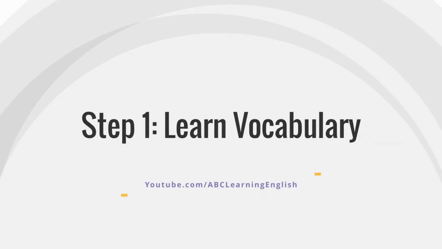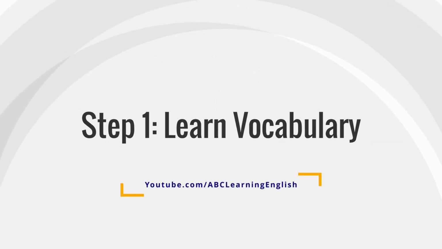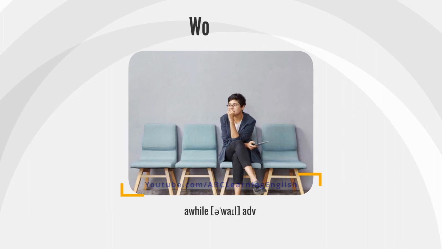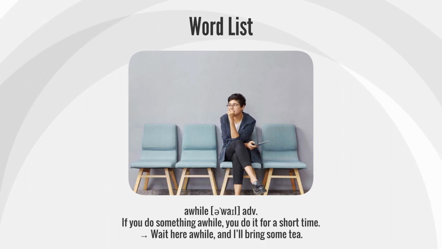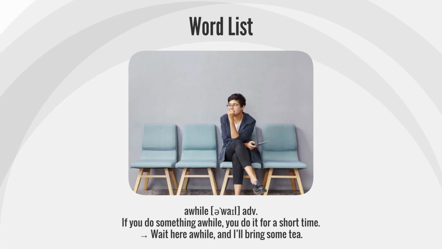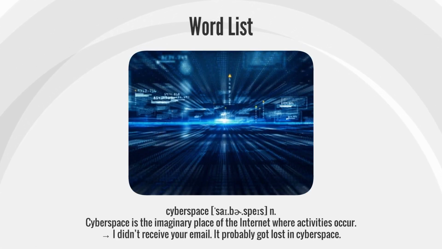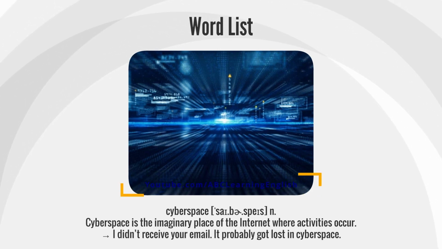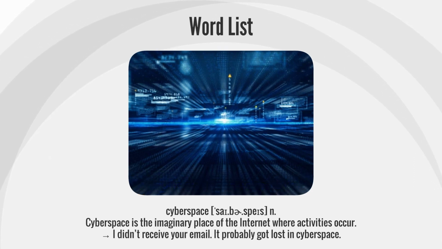Step 1. Learn vocabulary. A while. If you do something a while, you do it for a short time. Wait here a while, and I'll bring some tea. Cyberspace. Cyberspace is the imaginary place of the Internet where activities occur. I didn't receive your email. It probably got lost in cyberspace.